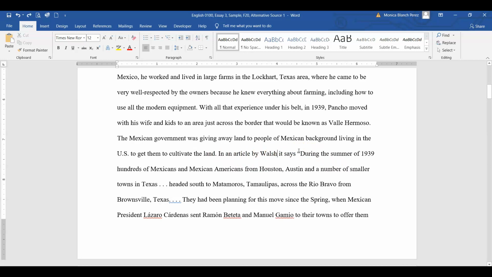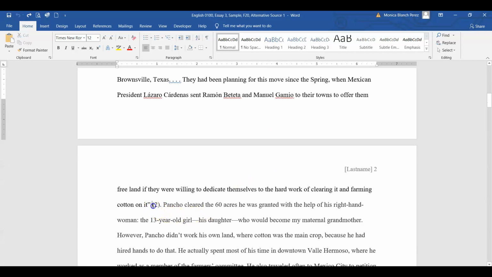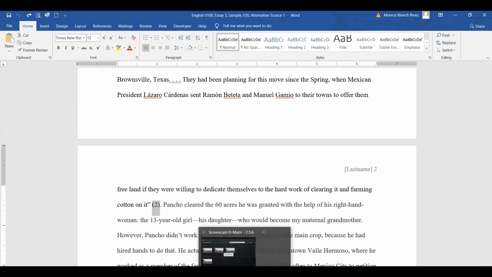Or a very useful and common way of doing it is to put according to Walsh, comma, blah, blah, blah. Notice that that's similar to the alternative method that I used for that other article that I cited, in the other version of the essay. The question, though, is why do I have this little 2 here? There's a reason for that.